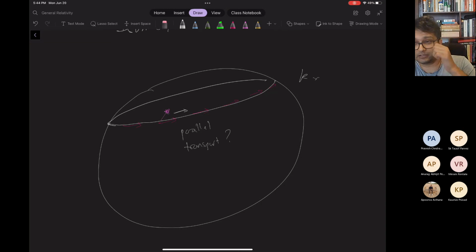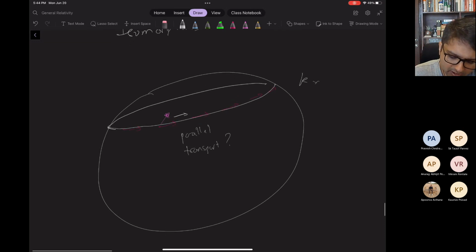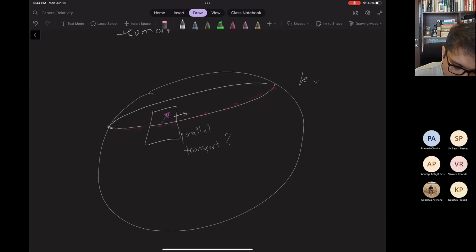Okay, what happens to this vector under parallel transport? So the way to visualize this, you can do it mathematically, but let's look at one way to visualize this. What you want to do is construct a tangent plane here, and here, and here. And you want to imagine parallelly transporting it from one tangent plane to the next tangent plane to the next and so on.